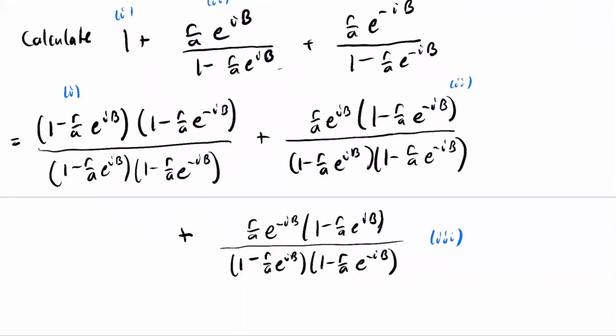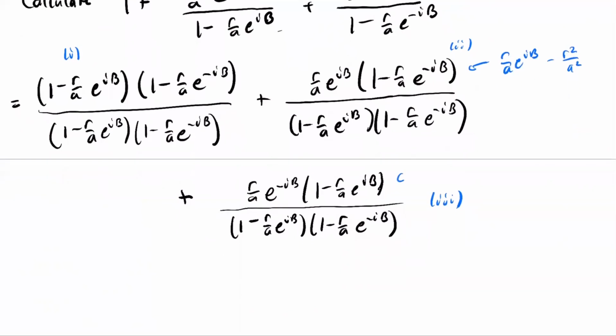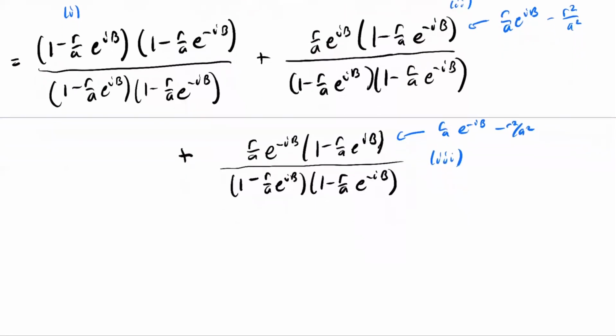Okay, but these simplify a little bit, right? So let's look at the second term, for example. If I multiply through r over a e to the ib times these terms, I end up with, well, notice that e to the ib times e to the minus ib is just 1. And so I just end up with minus r squared over a squared, right? Similarly, the numerator in the third term is given by r over a times e to the minus ib and then minus r squared over a squared, right?